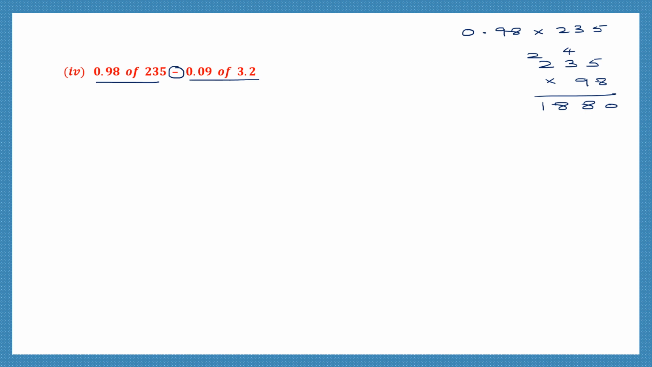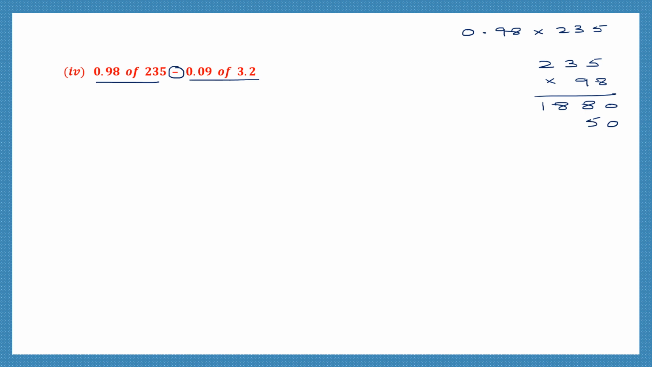Question 4, of, and we have subtraction and of. So let's do the first one. 0.98 into 235. Ignoring the point, it becomes 235 into 98. 8 5s are 40, carry 4. 8 3s are 24, plus 4 is 28, carry 2. 8 2s are 16, 17, 18. 1880, the first step. Second step, we begin with a 0 and multiply by 9.